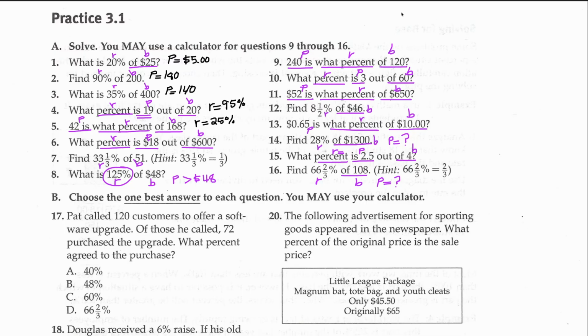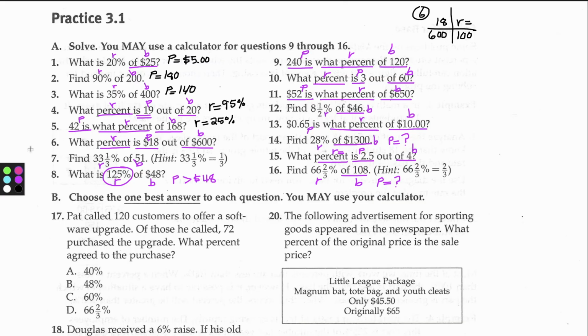Number 6, let's work that 6 on the top right corner here again. Again, percent is not defined, so we need to find percent or the rate. The 100 is going to be here. The 18 is the part, so it goes on the top left. The $600 goes on the bottom left, and we don't know the rate. So 18 is what percent of 600?